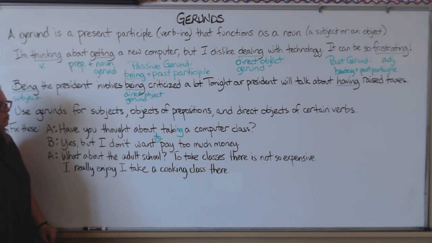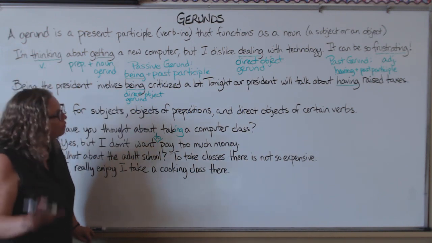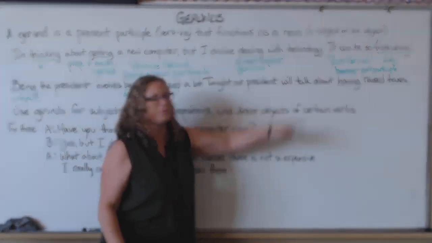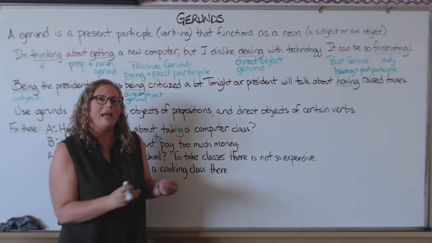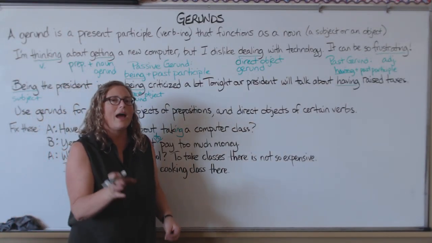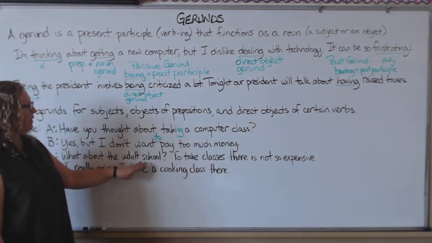What about the adult school? Here we have about, again, boy, about is very popular today. Do we need to have a gerund after it? You can have a regular noun. Regular nouns are good for subjects or objects. It's just that if you want a verb idea, you need to have a gerund form. Okay? So what about the adult school?